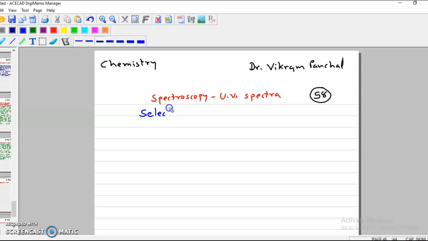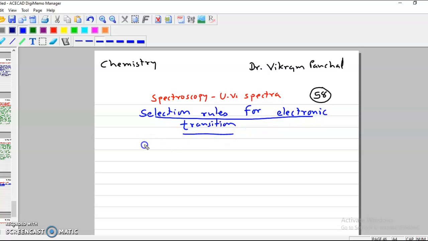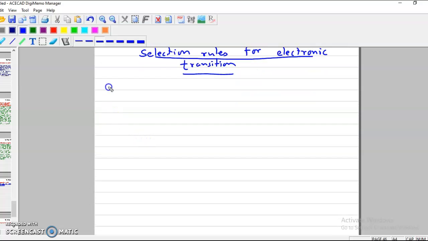Now, selection rules for electronic transition, particularly for UV visible spectra. This is very important. There are many selection rules for different things, but now we are focusing only on selection rules used for UV visible spectra. There are three main selection rules for that. The first one is the spin quantum number rule, and that is delta S should be 0.